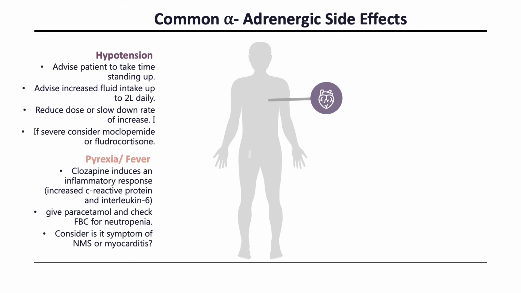Moving on to pyrexia and fever. Initiation of clozapine is associated with benign and transient pyrexia in 10 to 50% of patients. However, pyrexia in patients taking clozapine should always be investigated, as it can be associated with neutropenia, agranulocytosis, myocarditis, and neuroleptic malignant syndrome. If the temperature is more than 38 Celsius, examine the patient for signs of infection, check blood count, C-reactive protein, troponin, and creatine kinase, and exclude NMS.